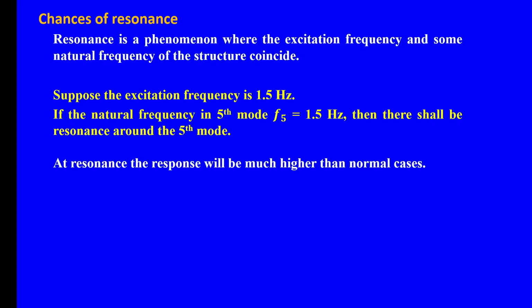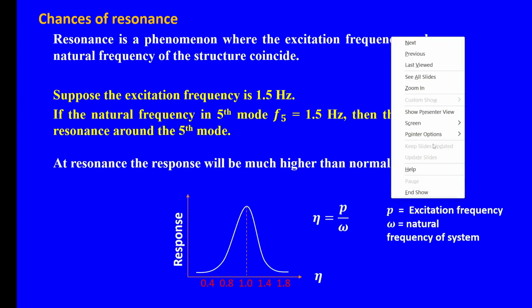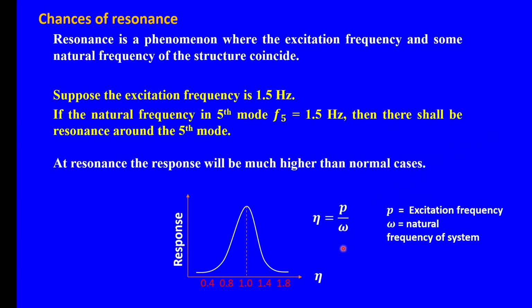A resonance will enhance the response higher than the normal values. We have taken a graph here to understand the resonance condition. On the vertical axis we have taken response, and on the horizontal axis a ratio of the frequencies. P is the excitation frequency and omega is the natural frequency of the structure. When P equals omega, then eta equals 1, and that is the resonance condition.